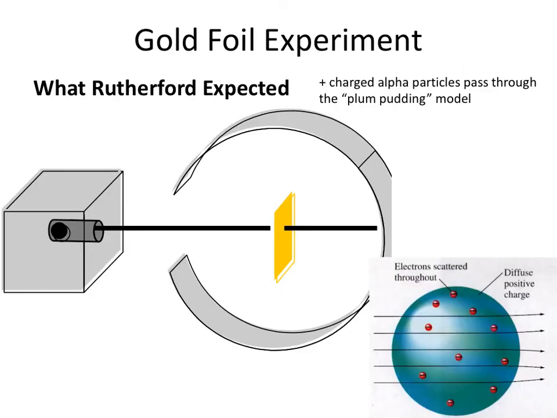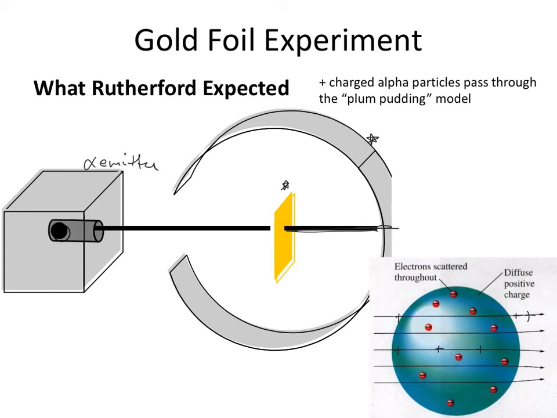Rutherford's experiment was comprised of an alpha emitter, which produces positively charged alpha particles, a very thin piece of gold foil, as well as a detector. What Rutherford expected, based on the accepted model of the time, the plum pudding model, is that the positively charged particles would flow through the gold atoms in the foil uninterrupted. So he expected the gold to not disturb the alpha particle ray, and for it to just pass right on through.